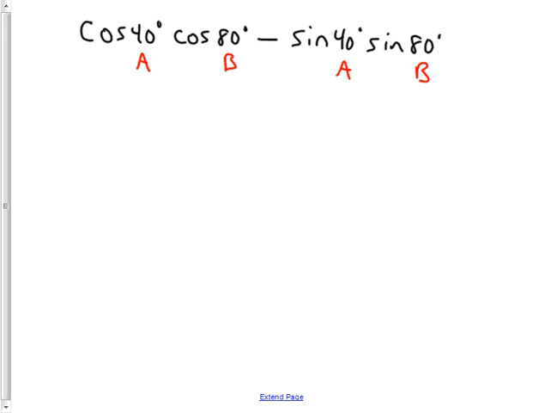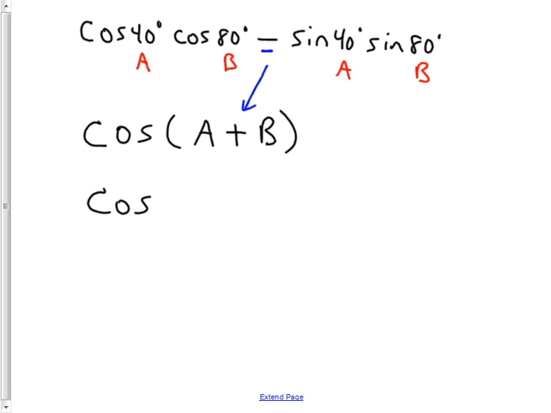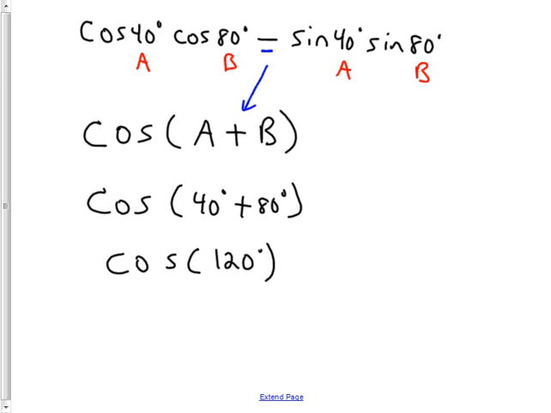If you look at your formulas, you'll notice that the one that is cosine, cosine, minus sine, sine, that is the formula that says cosine of A plus B. Be real careful. Make sure you use your formulas. If it's minus with cosine, it turns into a plus when you put it back together, if you look at your formula there. So my A and my B respectively are 40 and 80. So it's asking me to find what's the cosine of 40 degrees plus 80 degrees, which is the cosine of 120 degrees. And that's a value that we know.